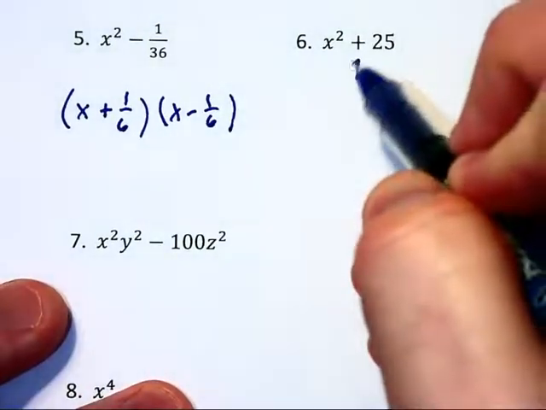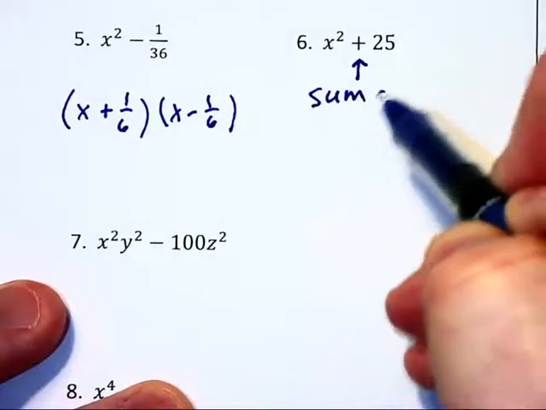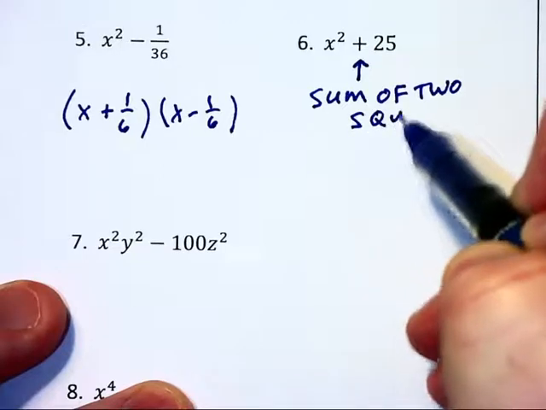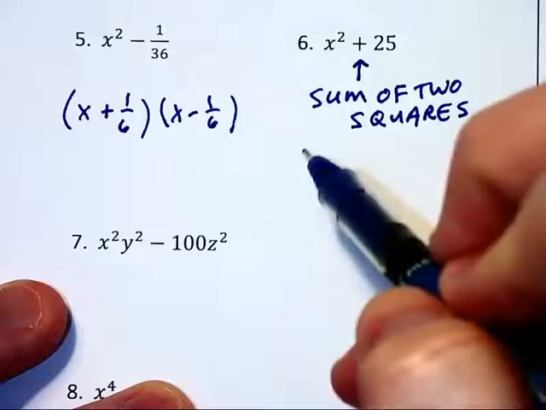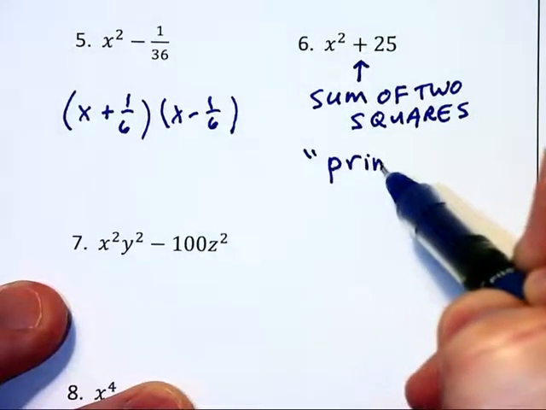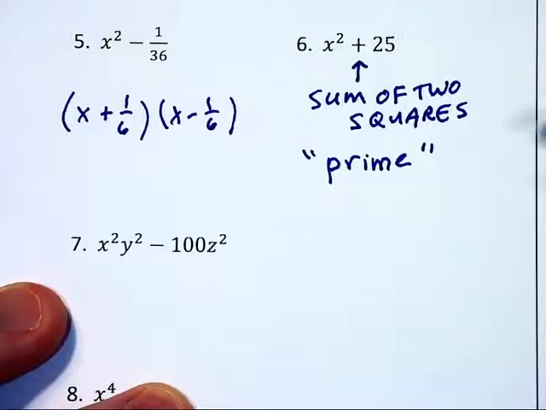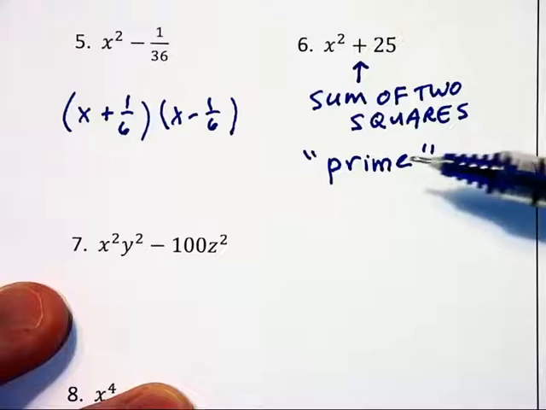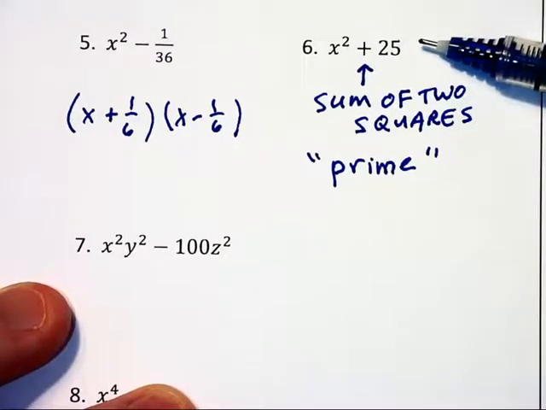Now, when you have the sum of two squares, that's something that you want to be careful of, because that will not factor using real numbers, and so we would just use the word prime here until we learn about imaginary numbers, at which point that will be factorable. But for now, this is not factorable. We can factor the difference of two squares, but not the sum of two squares.